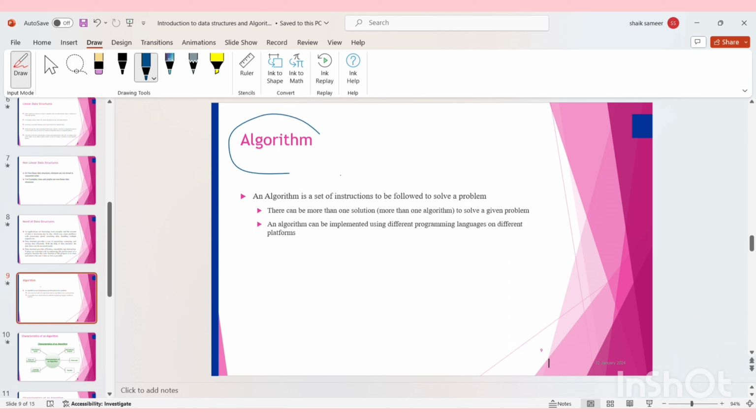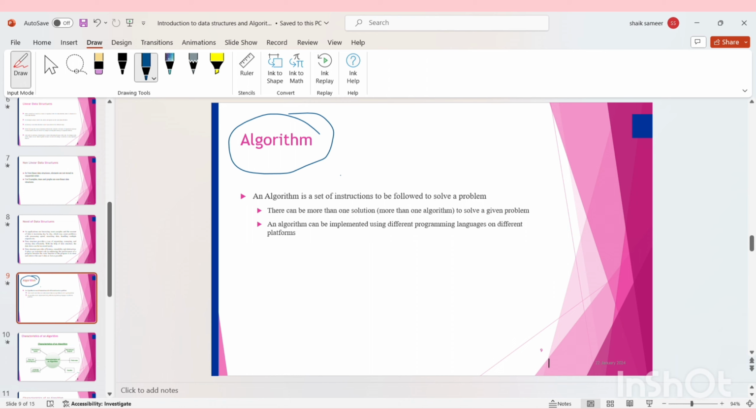The definition of an algorithm is a set of instructions to be followed to solve a given problem. It means that some instructions will be given to solve some problem. For example, if you take a subject like maths, you will take some steps to solve a problem given in that subject. Those steps are nothing but an algorithm, some instructions to follow to solve a problem.